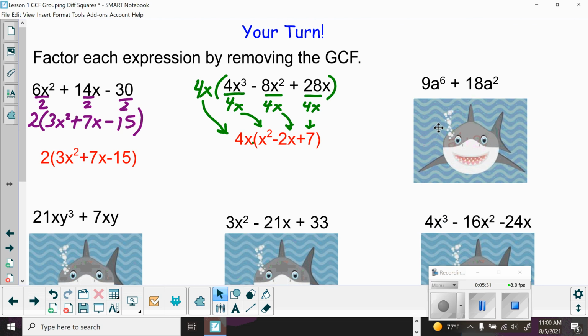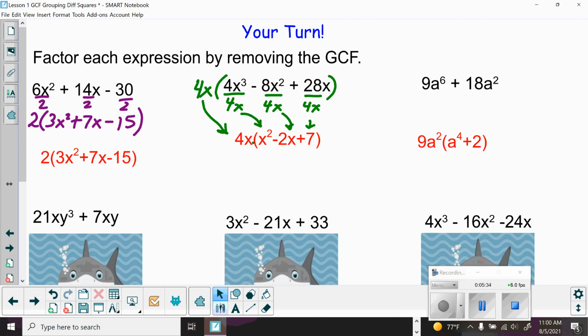This one. What will go into everything evenly? Well, I've got 9 and 18, so I know 9 will go into all the terms. A to the 6th and a squared. I take the variable and then I use the smallest exponent, which happens to be 2. Over here, it was 1. Okay? So then I'm going to divide each term by my 9a squared.